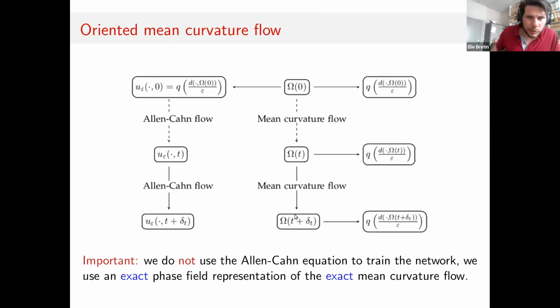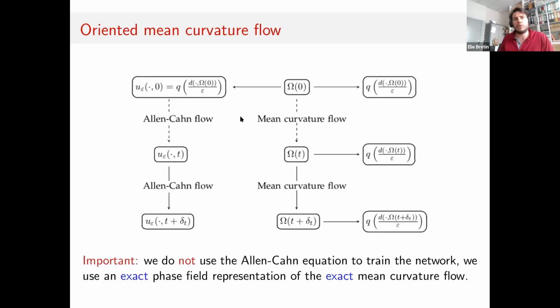So the point is, if for instance I just consider the oriented case of mean curvature flow, this is the exact mean curvature flow, and if I want to approximate this exact mean curvature flow, I can solve the Allen-Cahn equation where the initial condition is given by the profile applied to the distance of the initial set omega 0 over epsilon. If I discretize the Allen-Cahn equation, I can obtain an approximation of u epsilon, which gives an approximation of omega of t at the time t with an error in epsilon square.